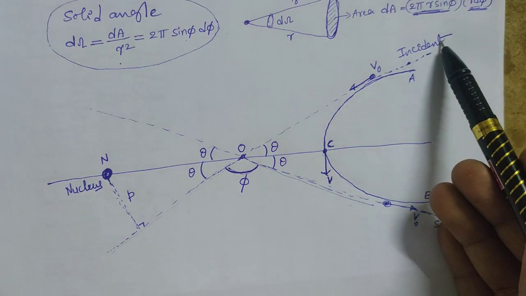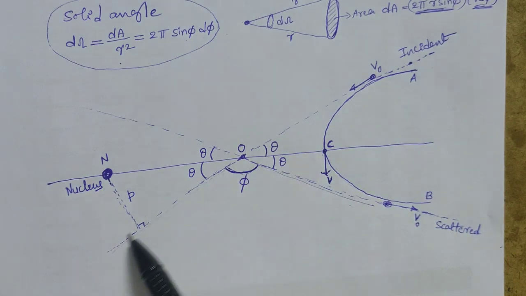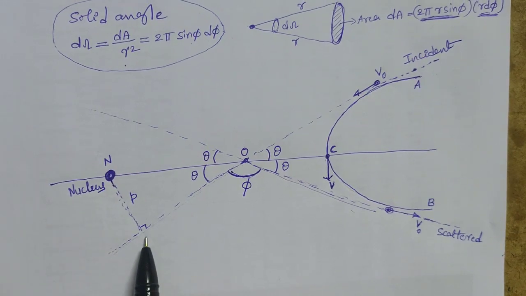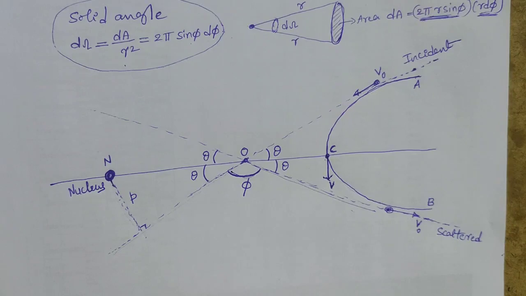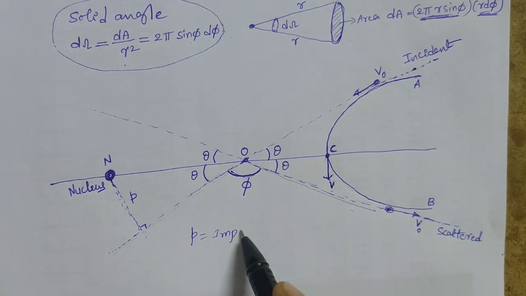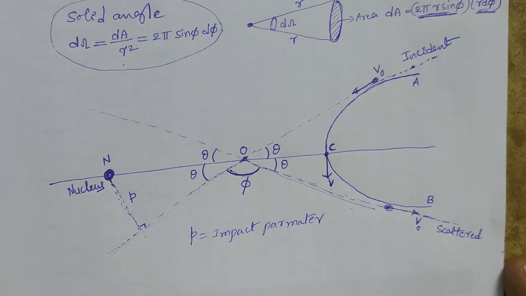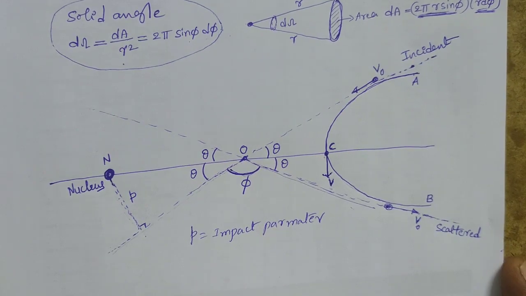Now this is the line along which the alpha particles are coming, the incident direction. Now I will drop a perpendicular from the nucleus to this line. That perpendicular distance is known as the impact parameter. So P is the impact parameter.